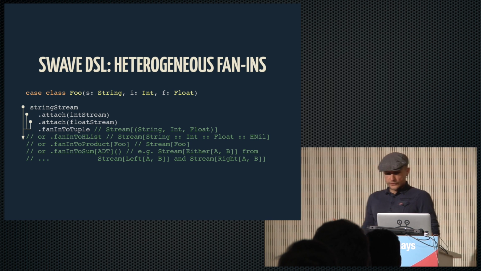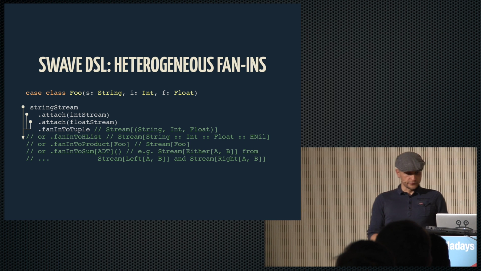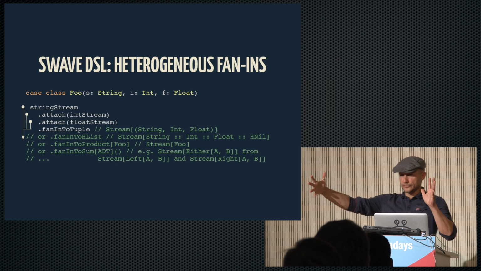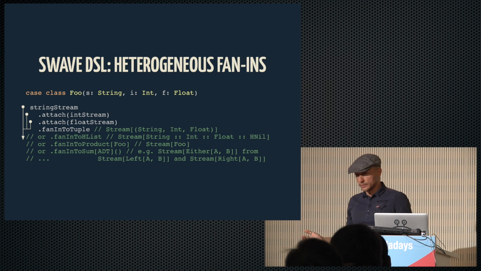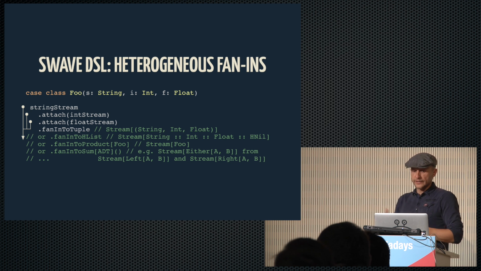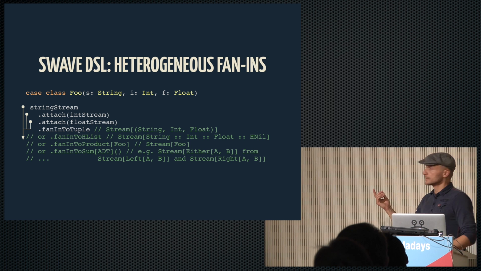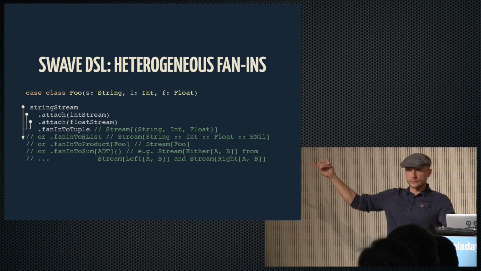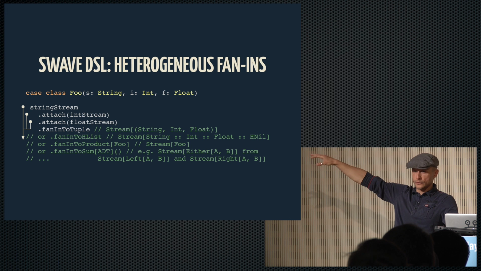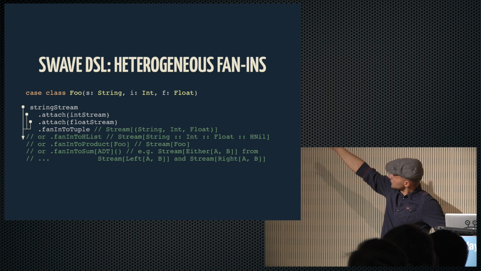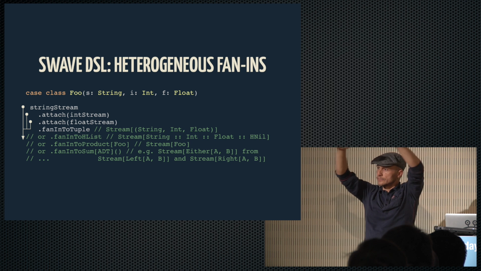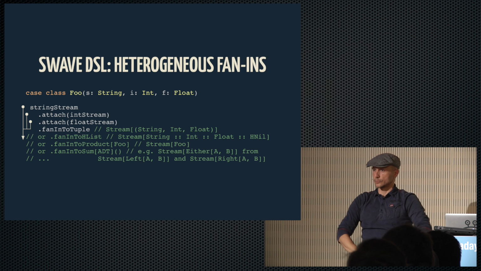You can also have heterogeneous fan-ins, so they don't all have to have the same type. If they have different types, like here, for example, we have a stream of strings, we attach an int stream and a float stream, so you have 3 different streams open, and then you could say fan-in to tuple, and that would create a stream of the tuple of those 3 things. You could also fan into an H-list, you can fan into a product, which is nice, because that's just a case class, and Swave relies on shapeless to do all the boilerplate underneath, so you don't have to concern yourselves with actually creating those case classes. You just attach those streams, and the fan into product will take one of everything, and once it has one value from every upstream, it will create a case class instance and push that downstream.